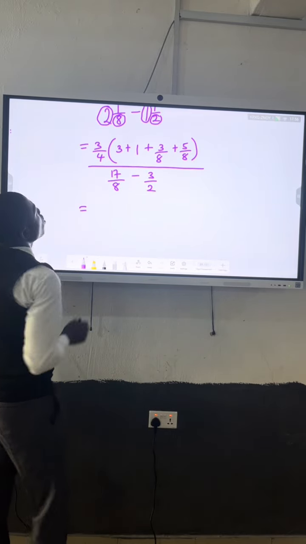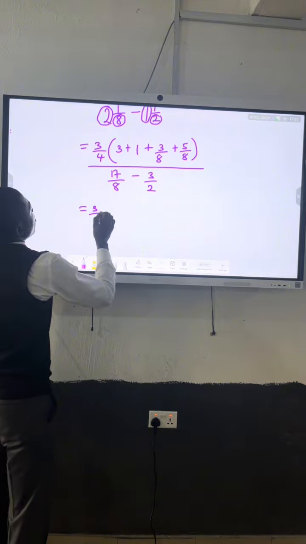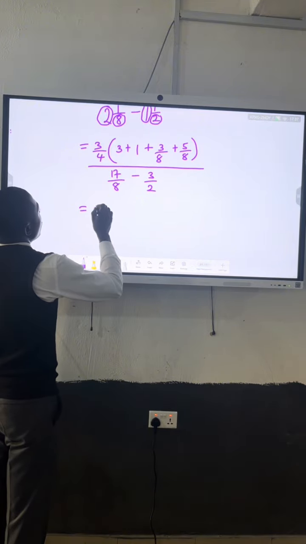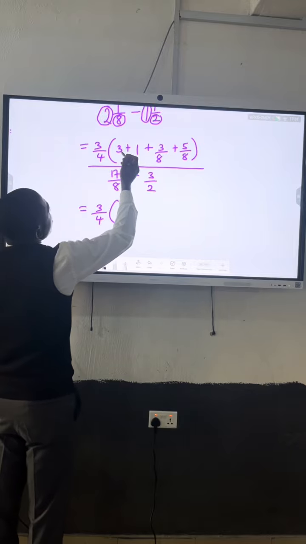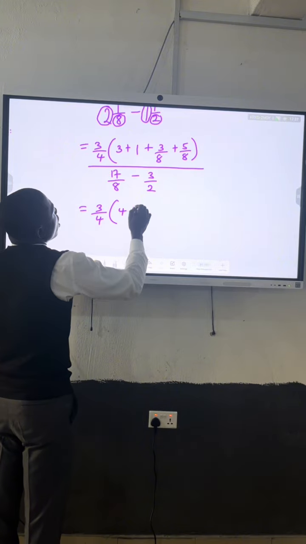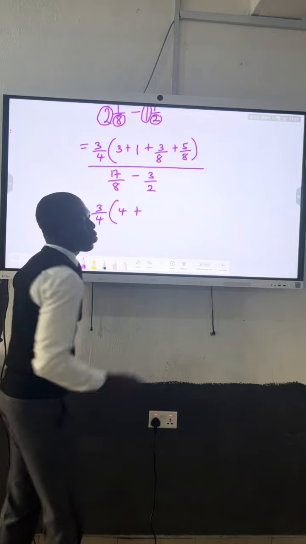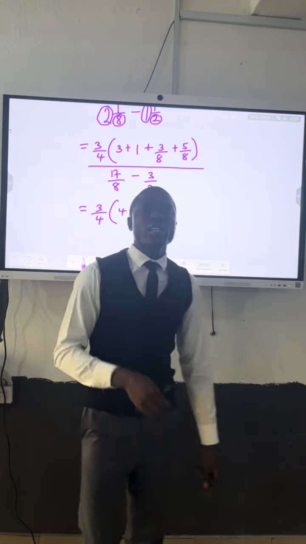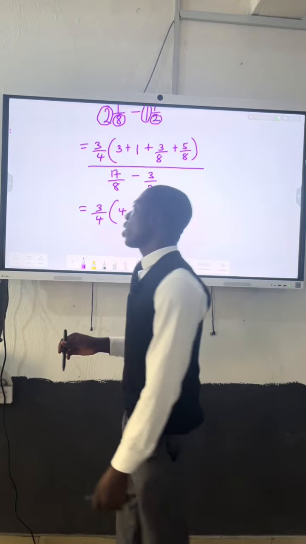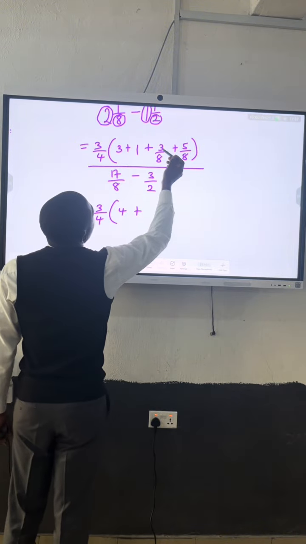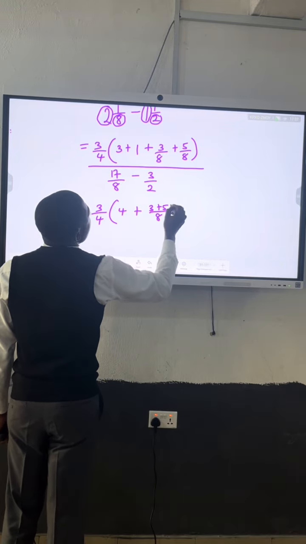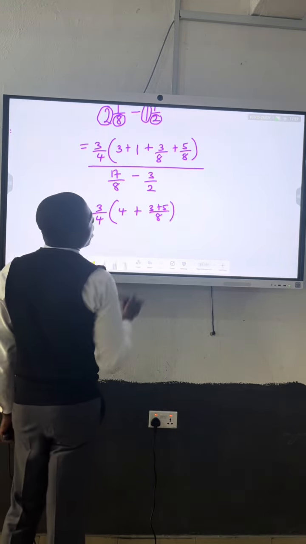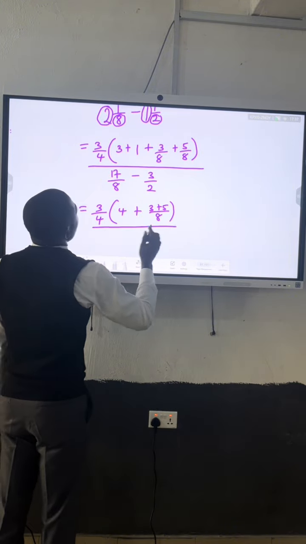All right, so this is equal to, at the numerator you have 3 over 4, bracket open. So if you add 3 plus 1, you get a 4, then plus. These ones are like fractions. They are like fractions because they have the same denominator. So you can easily add them. So you're going to have 3 plus 5 over 8. That's because they are like fractions. They have the same denominator, all over.